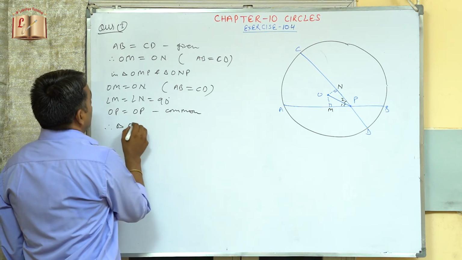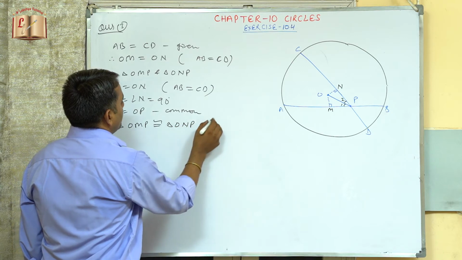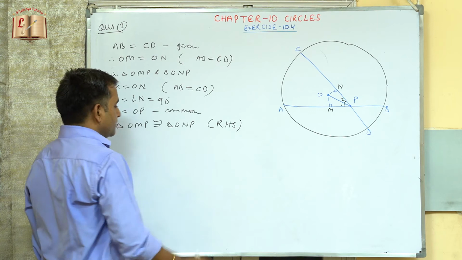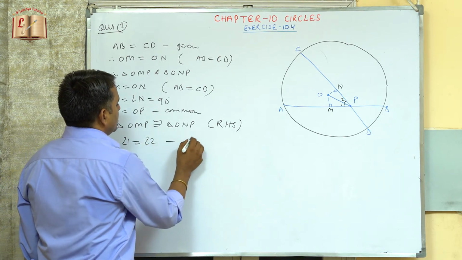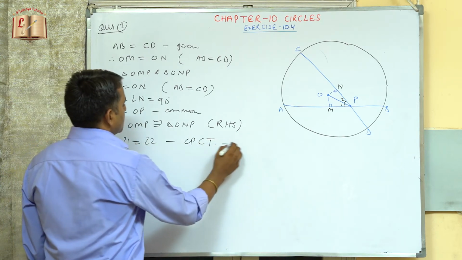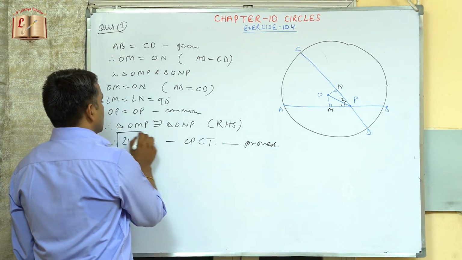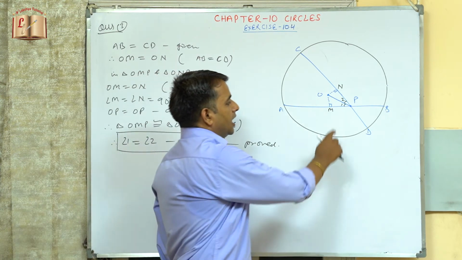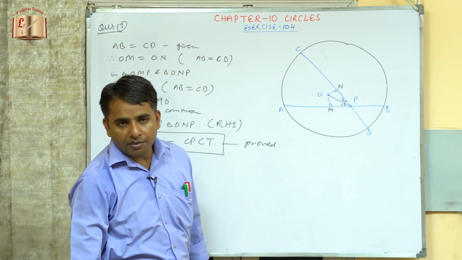Therefore, triangle OMP is congruent to triangle ONP by RHS congruency. Therefore, angle 1 is equal to angle 2. This is CPCT. So we have proved this. Now it is proved that two equal chords are inclined at equal angles to this diameter.